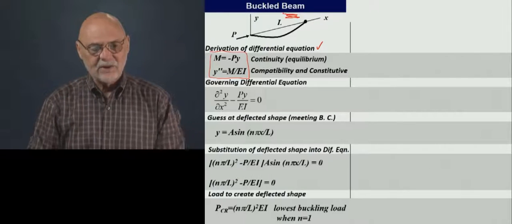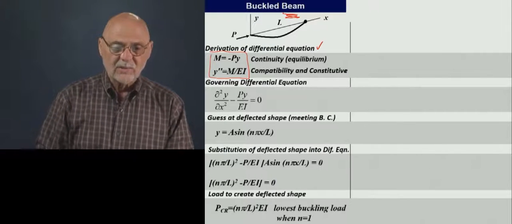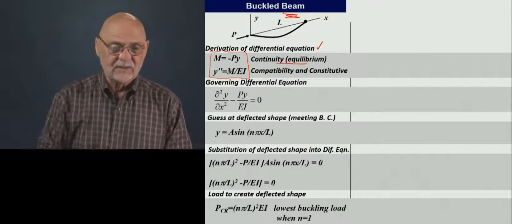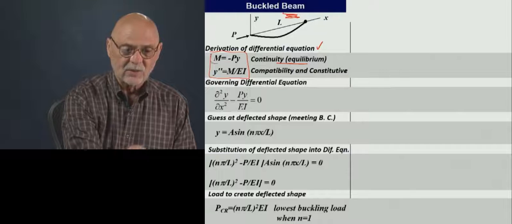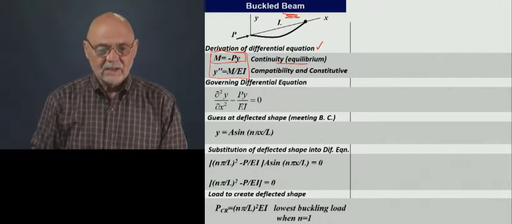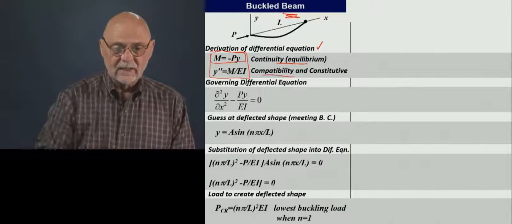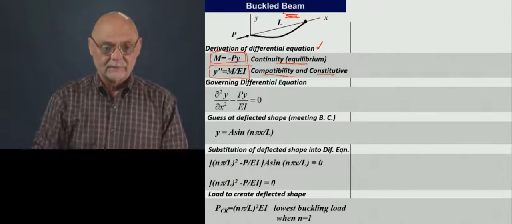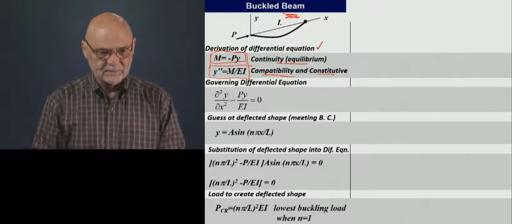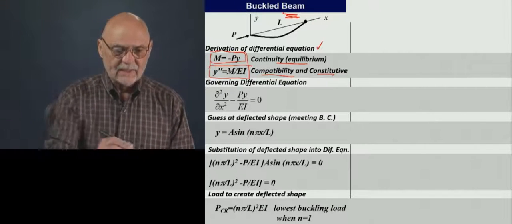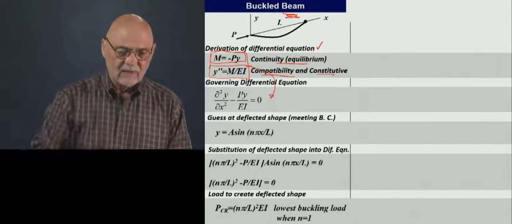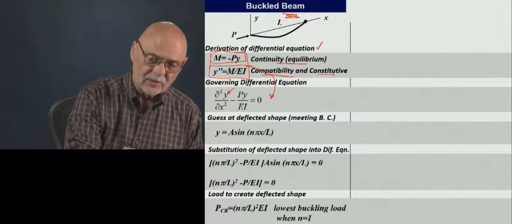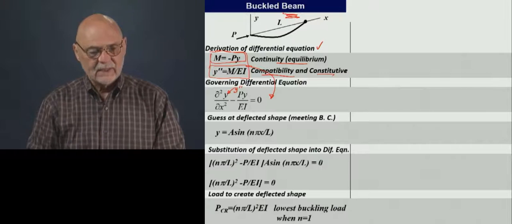And if you think back to the very first lecture, we talked about continuity and compatibility. We had to have equilibrium satisfied. That's basically how we got this equation. And compatibility and constitutive relations satisfied, that's how we got this equation. Okay? So that's where they came from. And then these gave us a governing differential equation. I've written this out in full here. This is y double prime.